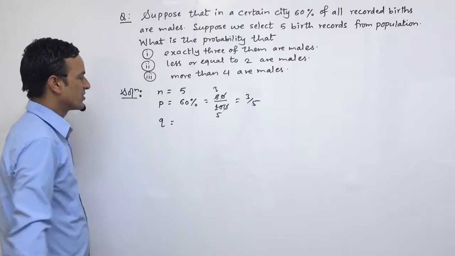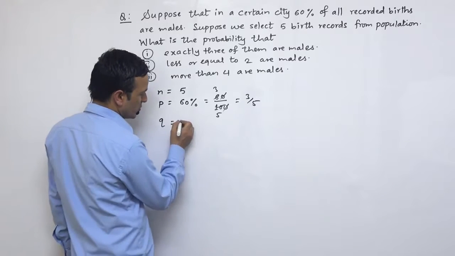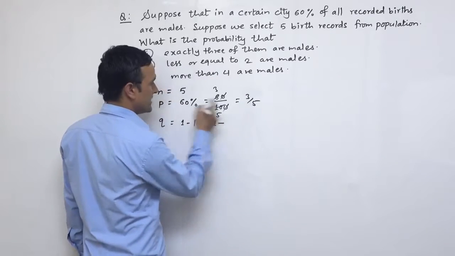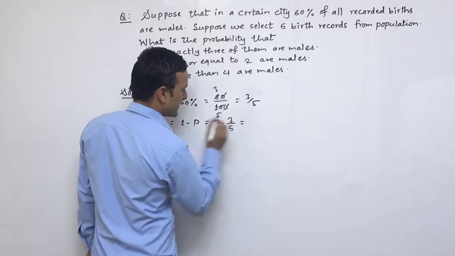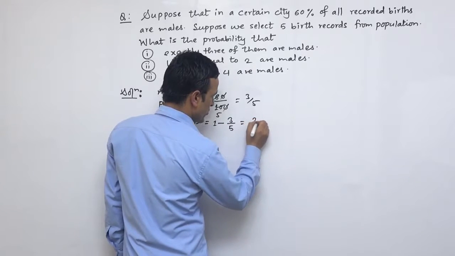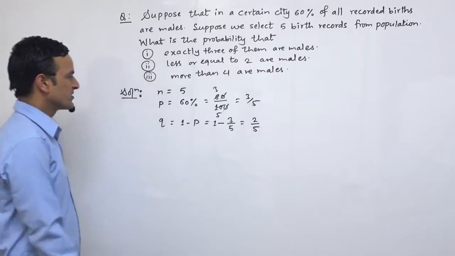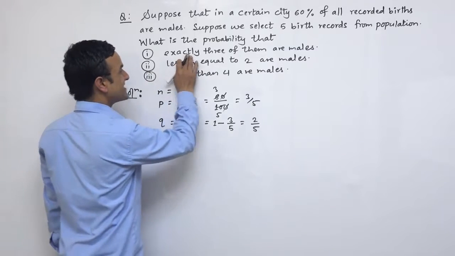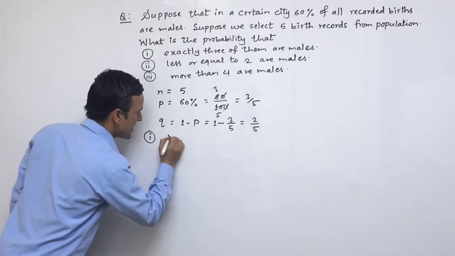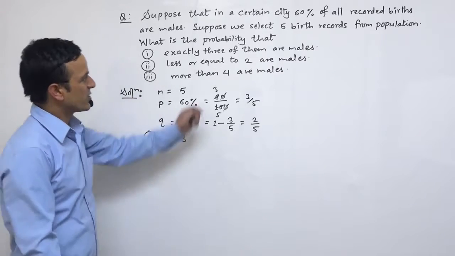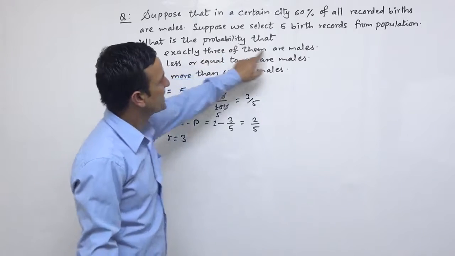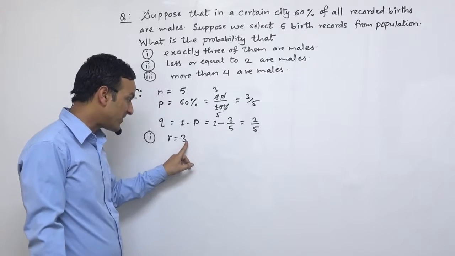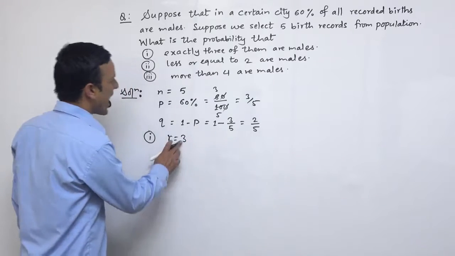Similarly we can find q. If we find q, it will be 1 minus p. This is the formula, and 1 minus p means 3 upon 5, then after simplification we get 2 upon 5. So this is n, p, q, and our first question, exactly 3 of them are males, means r is equal to 3. According to this information, 3 of them are male. Out of 5, we have to find the probability of having these 3 males. So r is equal to 3.